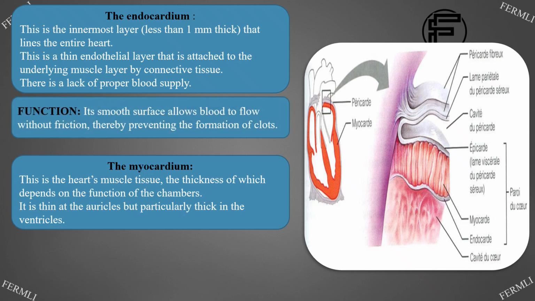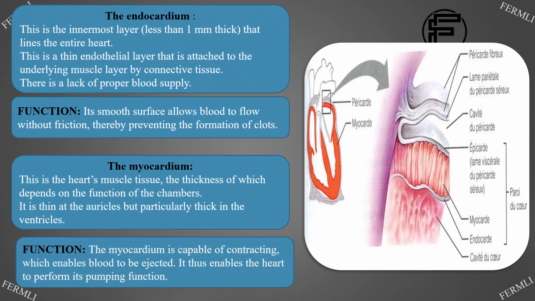The myocardium: this is the heart's muscle tissue, the thickness of which depends on the function of the chambers. It is thin at the auricles, but particularly thick in the ventricles. Function: the myocardium is capable of contracting, which enables blood to be ejected. It thus enables the heart to perform its pumping function.